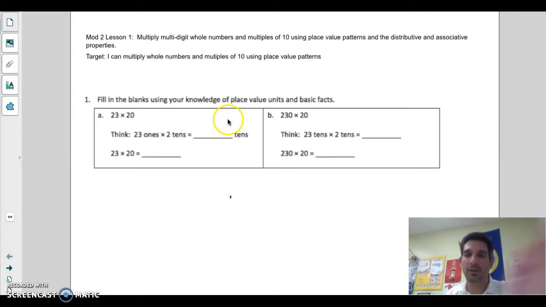Okay, guys, let's go. Lesson one. We are in Mod 2. So today we're going to be multiplying whole numbers and multiplying multi-digit numbers by multiples of 10.